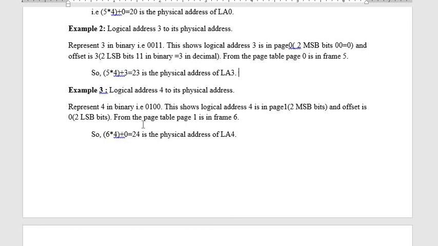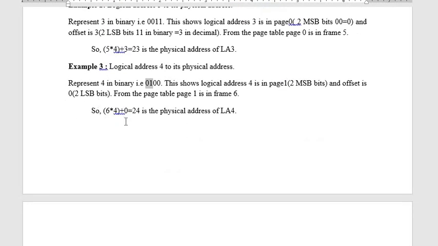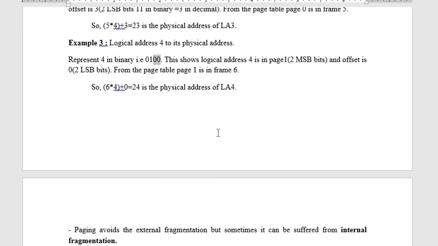So one more example for you. Logical address 4, to find out its physical address. Represent 4 in binary, 0100. The first two bits represent the page number, the next two the offset. So page 1. Page 1 is present in the 6th frame. So get the frame number: 6 into 4 plus offset 00, that is 0. So 24. So the physical address of logical address 4 is 24.